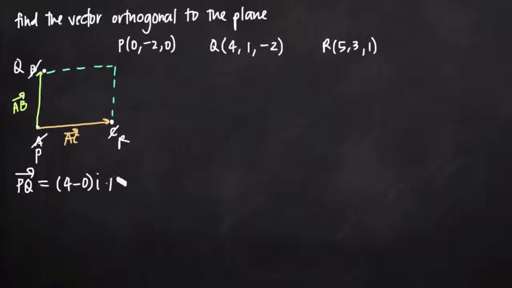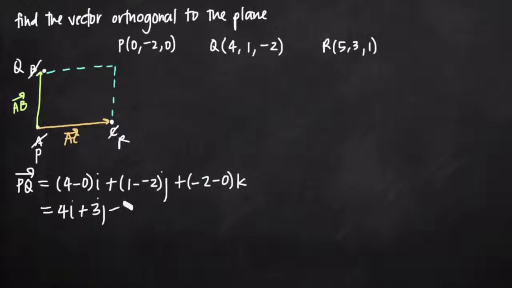Then we're going to add to that the difference between our y components, so 1 minus -2. That'll be the coefficient on our j component. Then we're going to add to that the difference between our z components, so -2 minus 0, and call that the coefficient on k. When I simplify this, 4 minus 0 gives me 4, so I have 4i. 1 minus -2 is 1 plus 2, or 3, so plus 3j, and -2 minus 0 is -2, so I'm going to get minus 2k. That is a vector representation of PQ.